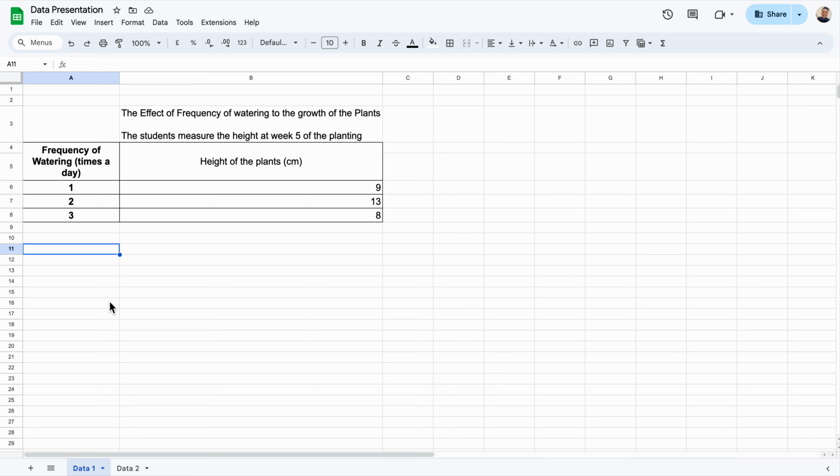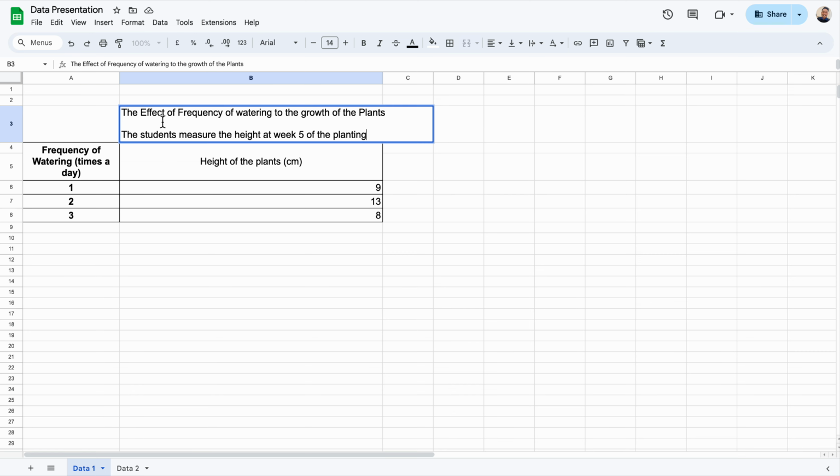Suppose there is this research question for a student: the effect of frequency of watering on the growth of plants. So this is kind of like an investigation. You can imagine a student wants to investigate the effect of the frequency of watering on the growth of the plant. The growth of the plants will be measured by the height of the plants in centimeters.